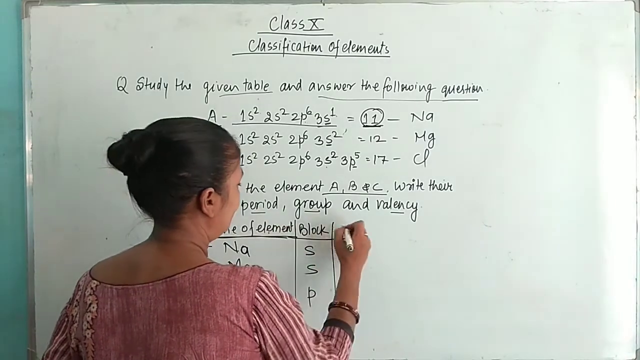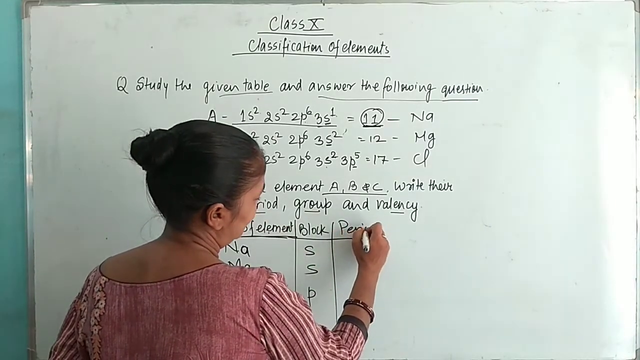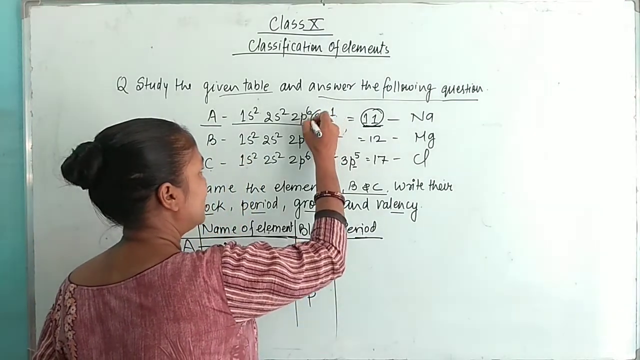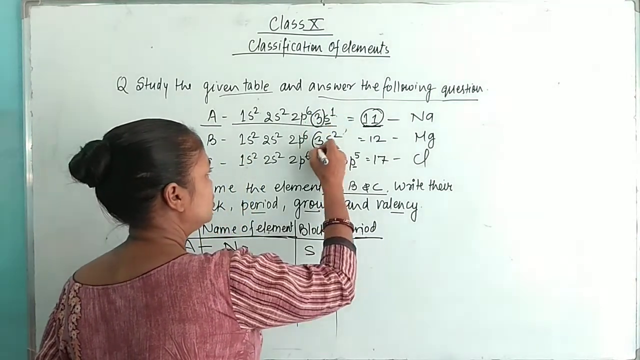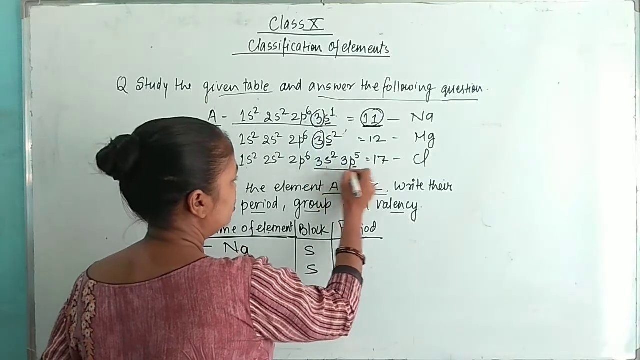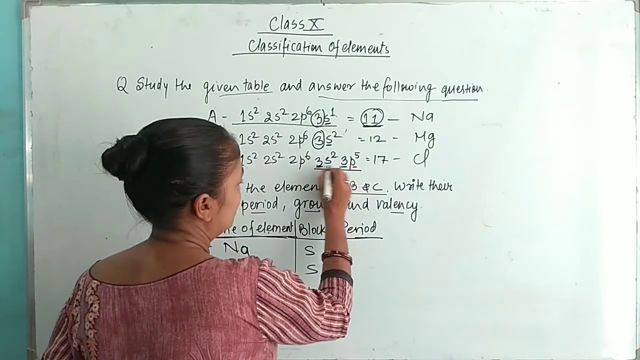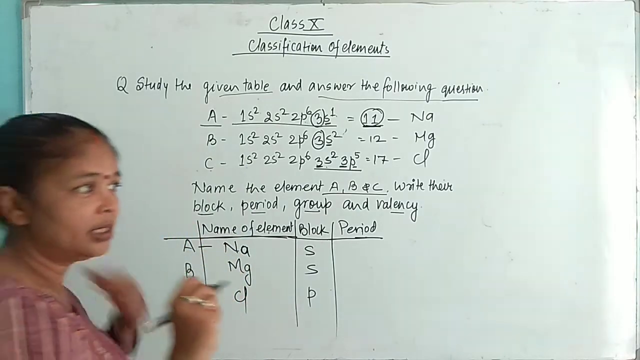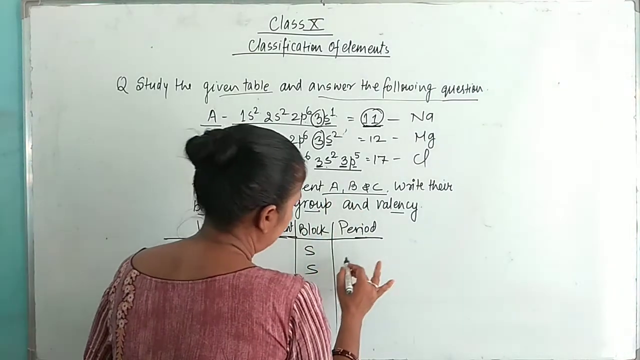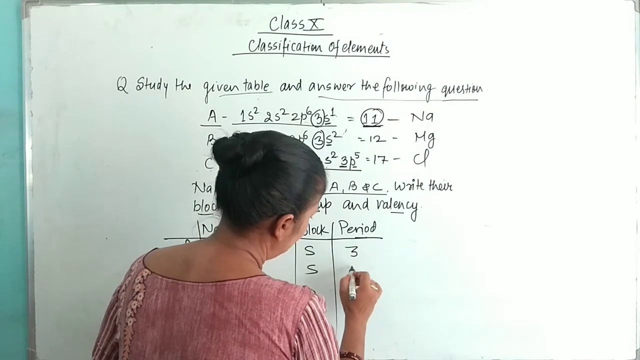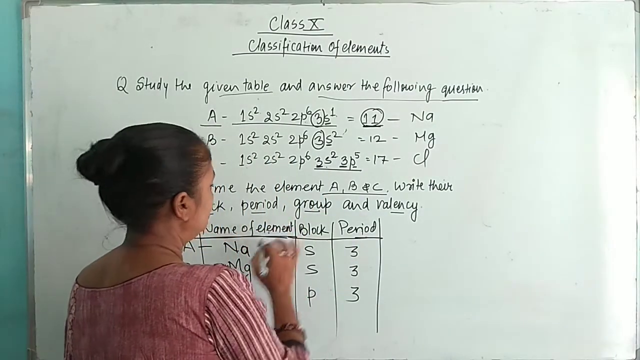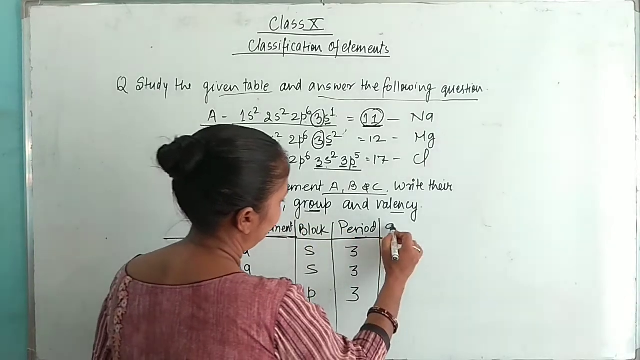Now next, period. You see the period. Here the last is 3, here is also 3 and here is also 3. So this is the orbit number. Already I told you this is the orbit number. So here it is the third period.